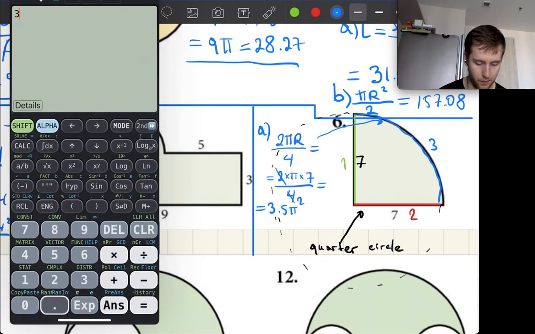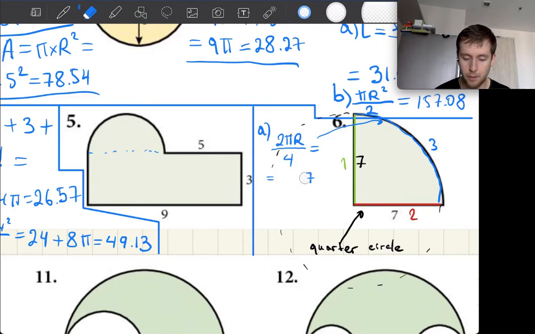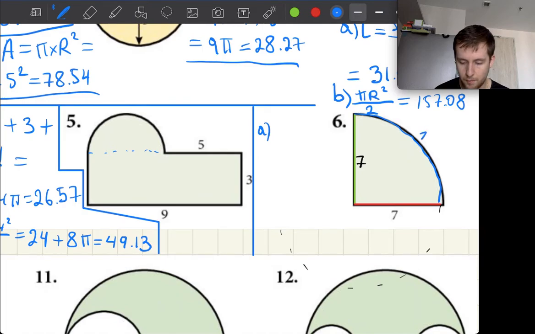And 3.5 pi is equal to 10. We could say 11. I think we could just round it up to 11. It's very, very close. So 3.5 pi is equal to 11. And here we go. So this circumference, the so-called blue side, is equal to 11, we could say. Let's erase these numbers to avoid confusion. So the blue side is 11 here.